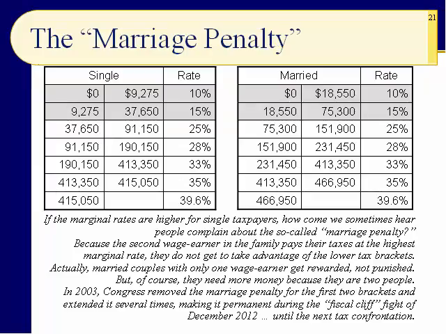Let's continue. Slide number 21, the marriage penalty. Now, if you're looking at this on your mobile device, you can't read the bottom. I'll read it for you. If the marginal rates are higher for single taxpayers, how come we sometimes hear people complain about the so-called marriage penalty? Well, that's because in a second wage earner family, the second wage earner pays their taxes at the highest marginal rate. They don't get to take advantage of the lower tax brackets.